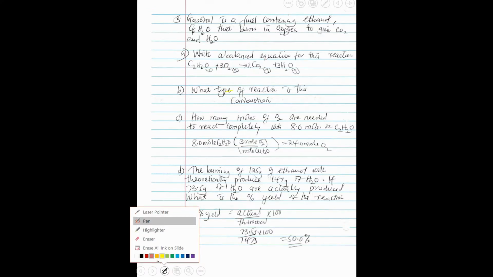Gasoline is a fuel containing ethanol. So that's the formula for gasoline, that burns in oxygen to give CO2 and water. Write the balanced equation for this reaction. I think what you need to do is to balance. I usually start by balancing the first element, in this case carbon. There are 2 to the right, so you put 2 here to make 2 carbons.